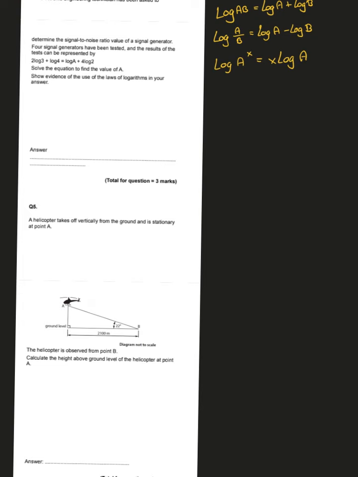So we have an electronic engineering technician who has been asked to determine the signal to noise ratio of a signal generator. 4 signal generators are to be tested, and the results of the test can be represented by 2 log 3 plus log 4 is equal to log A plus 4 log 2. Solve the equation to find the value of A. So, like I said, I would approach this by writing down all the rules of logs up the top, and then seeing what terms we can simplify.